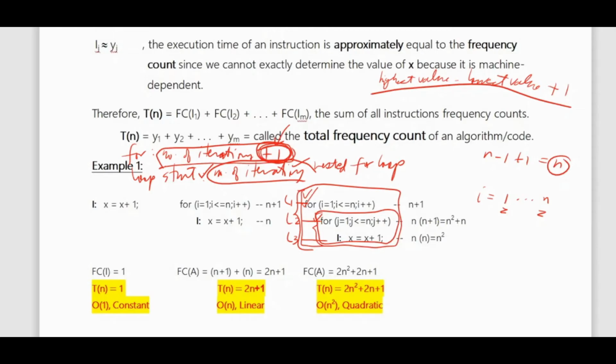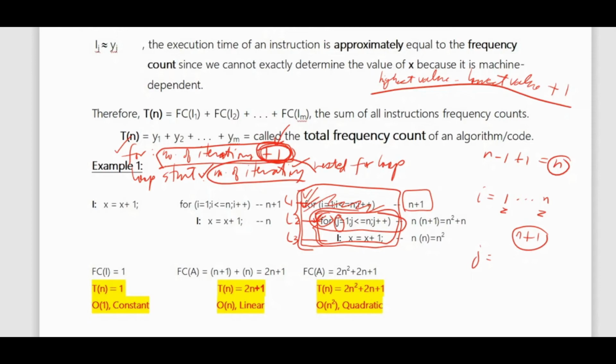So since this is a for loop heading, the frequency count is number of iterations plus 1. So it will be n plus 1. And for the second line, L2, the inner for loop heading, by itself, based on this formula, that would be number of iterations plus 1, right? Just looking at that, how many iterations are there? It's the same as the first one, 1 to n. So the number of iterations is n, and it is n plus 1, again, because it is a for loop heading.